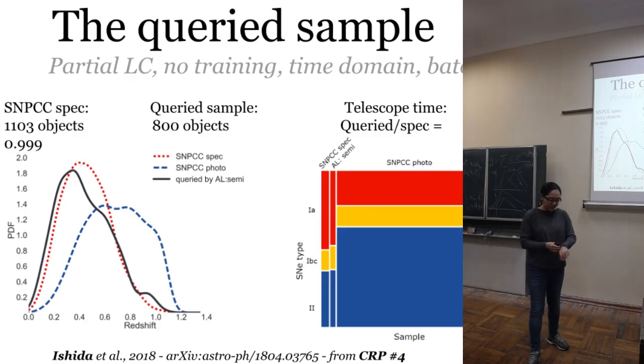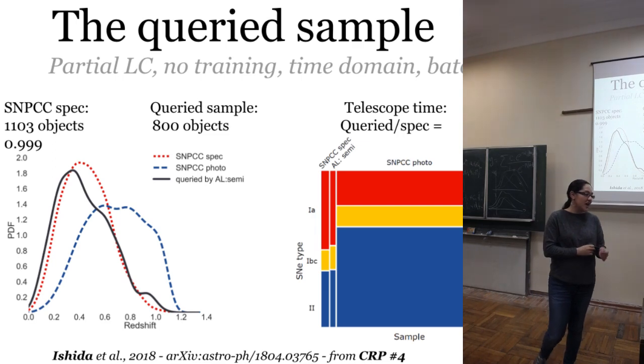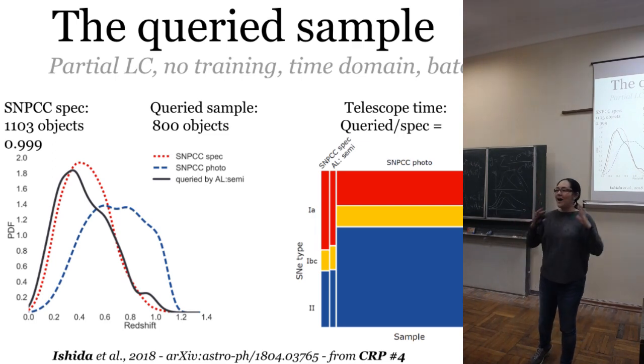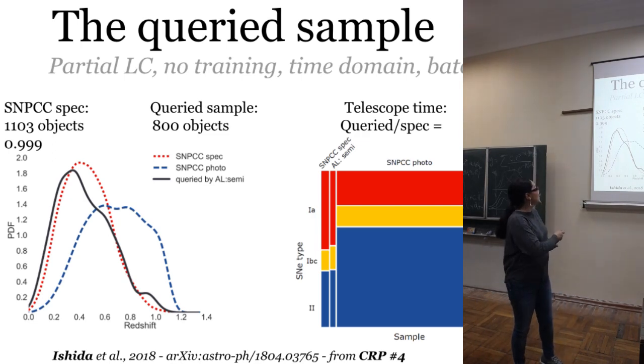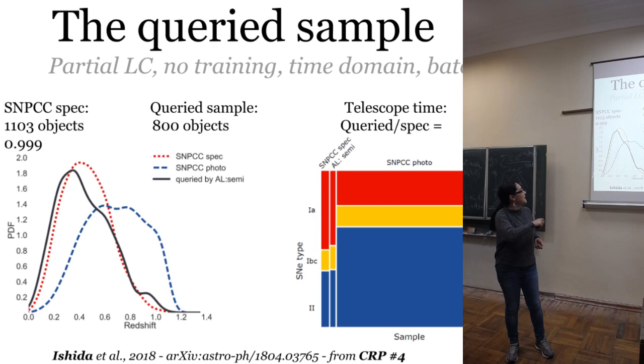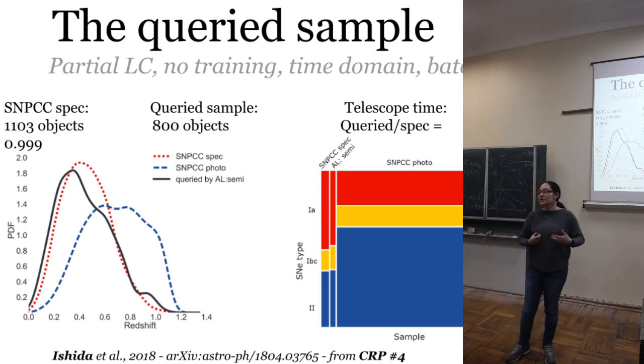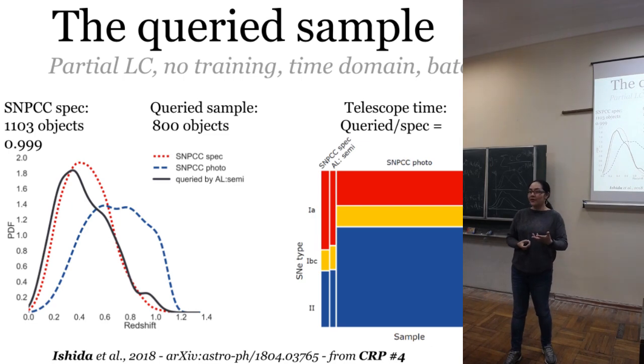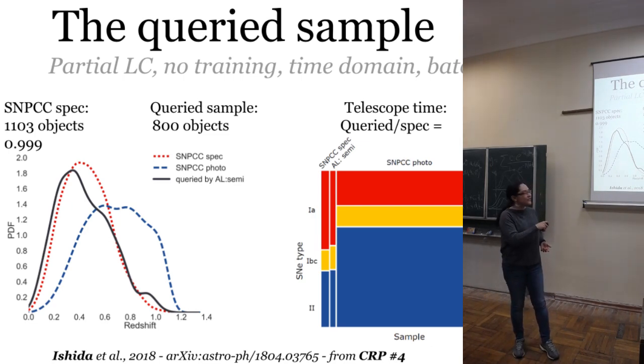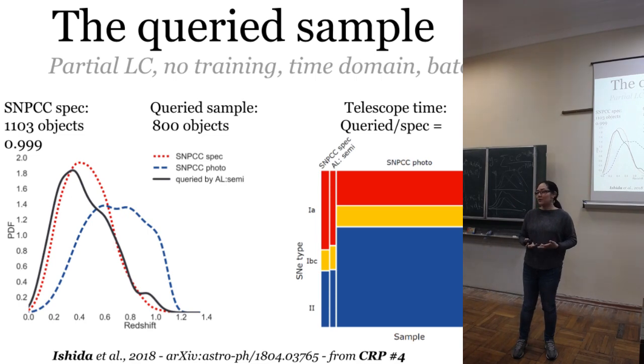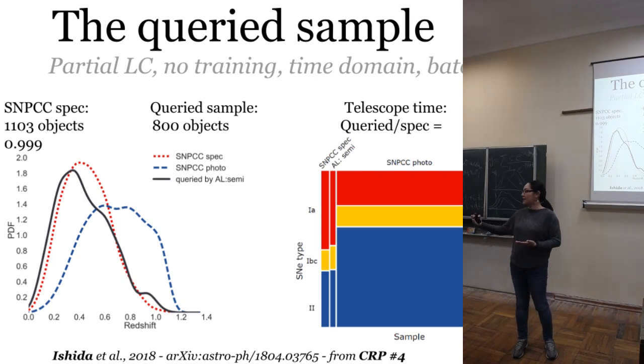And then if you go to the queryable or queried sample, after everything is done, now I go back and check what are the objects that the algorithm asked for, right? So you see here in red, you have the distribution of the spectroscopic sample. In blue, you have the distribution of the photometric sample. And in black, you have the distribution of the objects that the algorithm queried for. So you see, it's not very different from what you would normally do in your spectroscopic sample. And it couldn't be, because I put a magnitude limit on it, right?